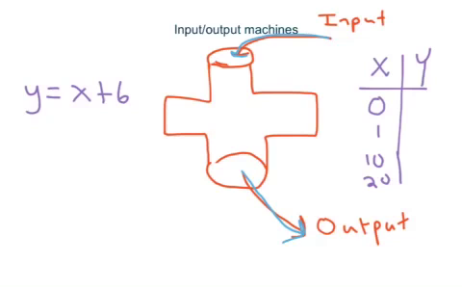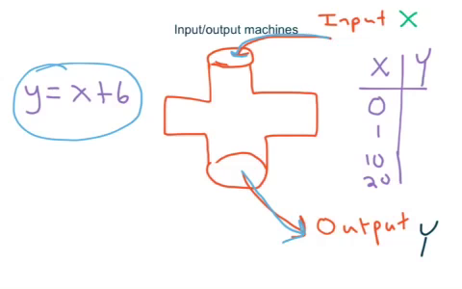So when we talk about functions, you can think back to input-output machines. And you might have learned about input-outputs previously in your math classes, for example, in 6th or 7th grade. So inputs, remember, are always your x values. That's what you put into your machine. Your outputs are your y values. That's what comes out. So if I was using this equation right here, y equals x plus 6, my inputs are my x values right here.